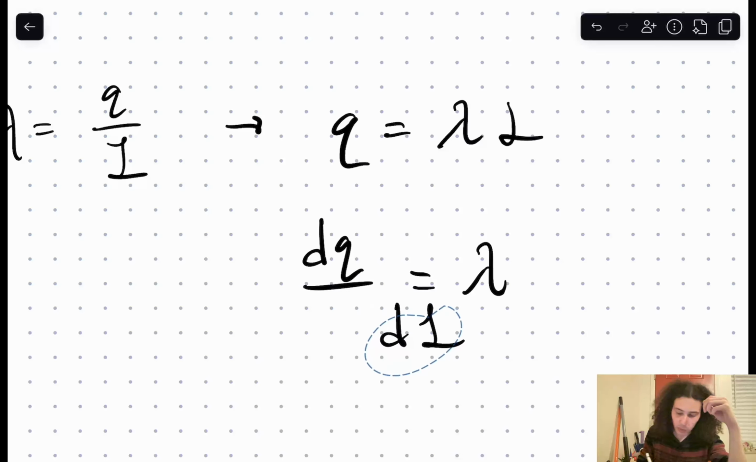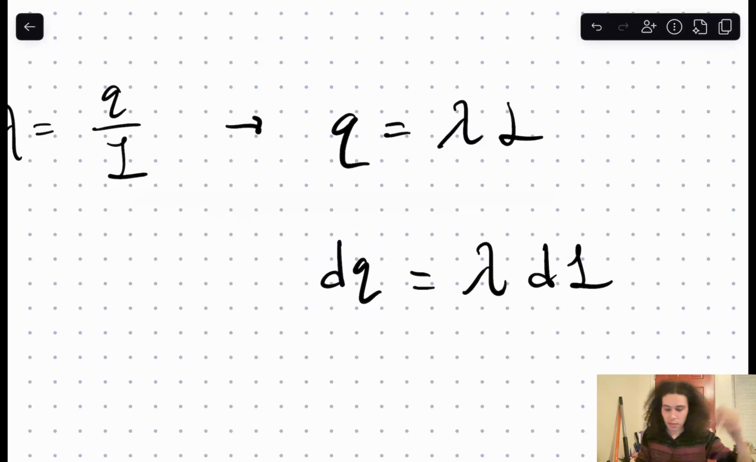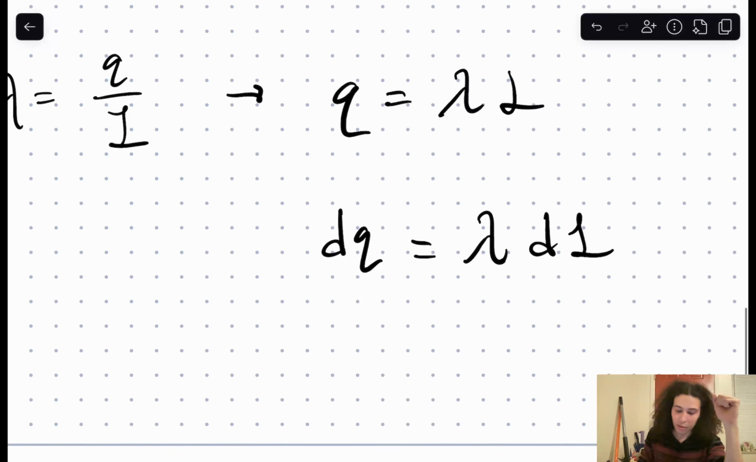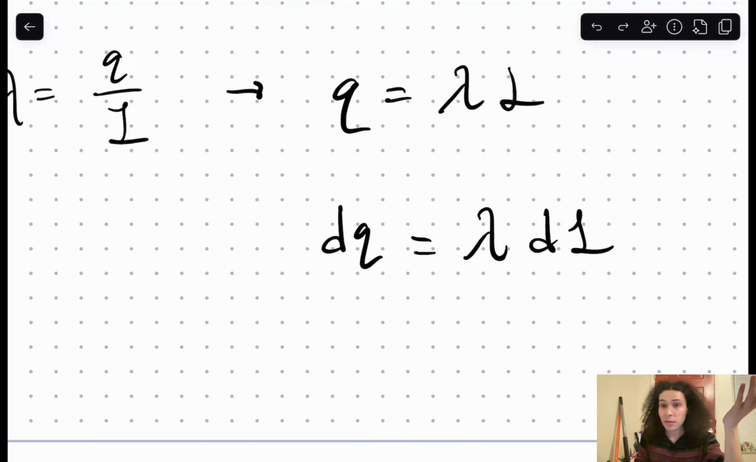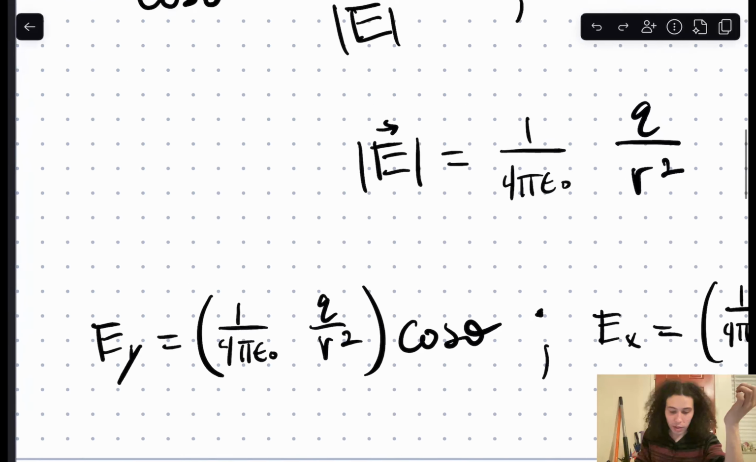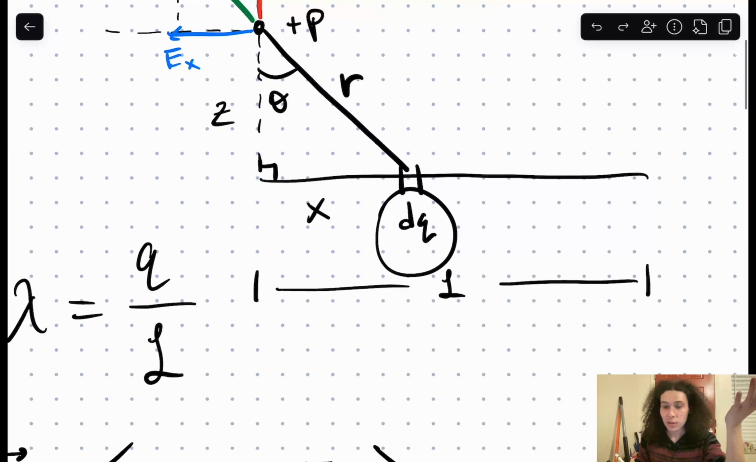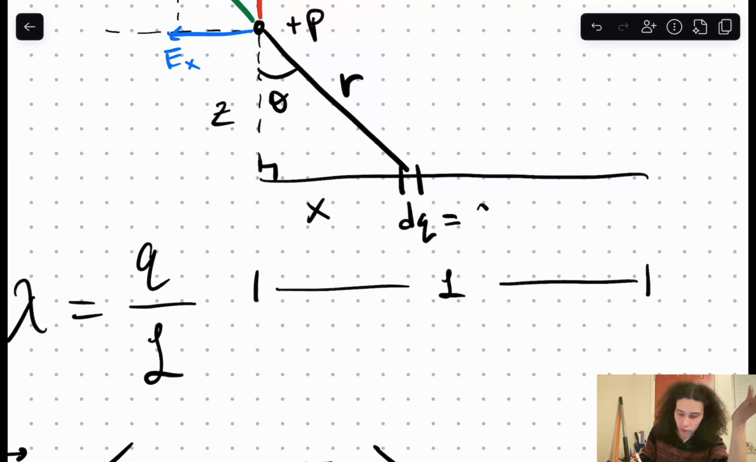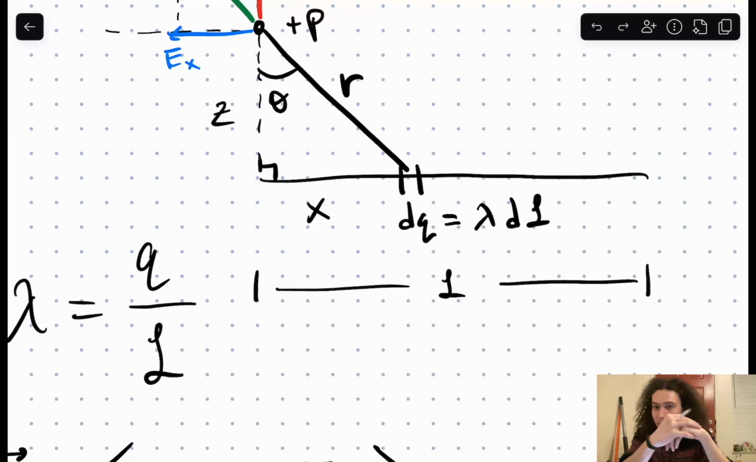Now with a little bit of algebra, we can move this to the side right here. And boom. Now we have our differential charge defined in terms of a differential length. Okay, so now, if we think about it, that makes sense. Differential charge is equal to the linear charge density times a differential element of this rod. That's fairly interesting.